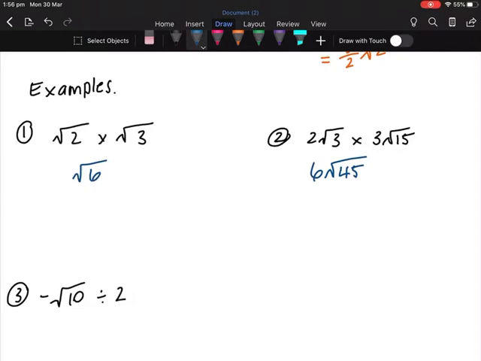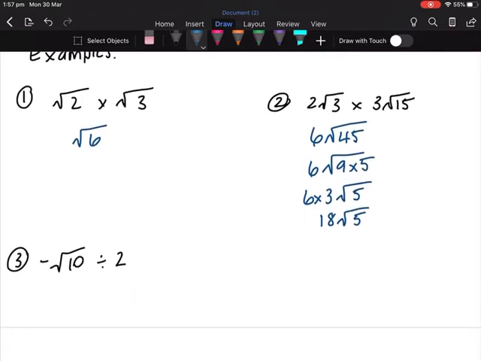So that becomes 6 times the square root of 9 times 5. The square root of 9 is 3, so that becomes 6 times 3 times the square root of 5, which becomes 18 times the square root of 5.